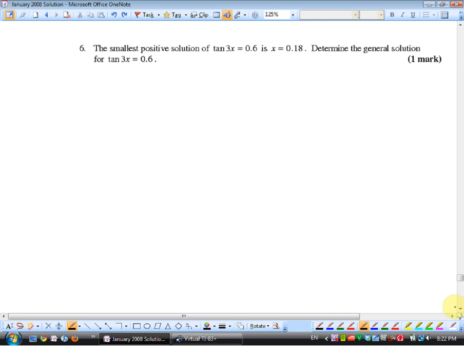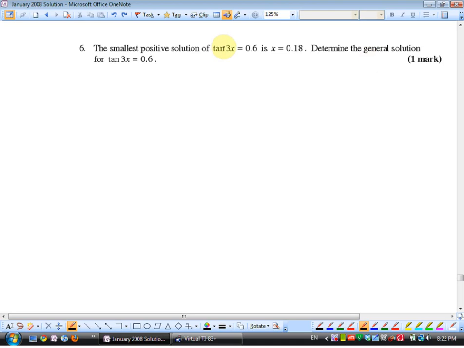Number 6. This is a bit of an interesting one. This is doing a period change. How can I tell so fast that there's a period change? Hey, there's something in front of the x in the trig function. Tells me this, the smallest positive solution of this is 0.18. Find the general solution. The general solution is to add the period.